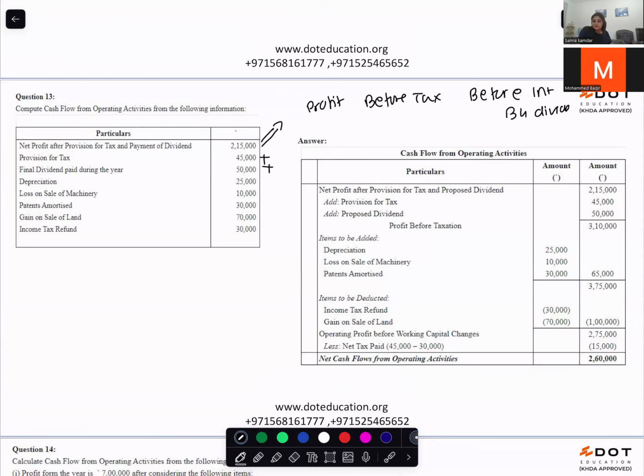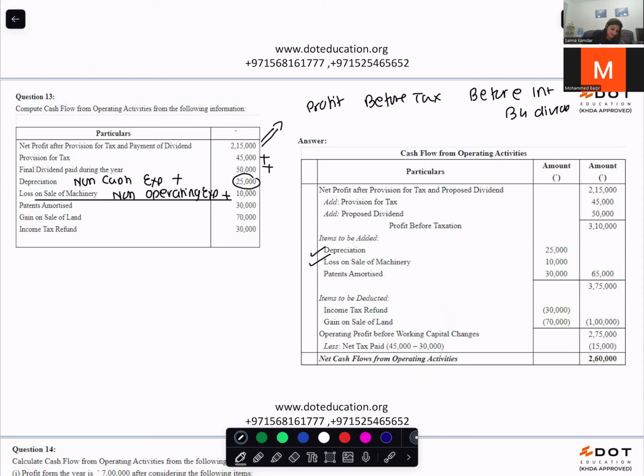Then we'll add non-cash, non-operating expenses. Depreciation is which expense? Depreciation is a non-cash expense, so you will add. Loss on sale of machinery is which expense? Loss is a non-cash, non-operating expense, so this is also added. So depreciation is added, loss on sale of assets is added.